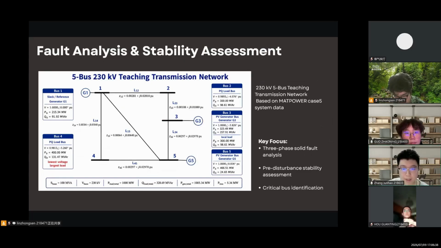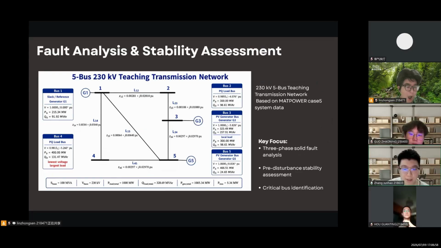I will present the fault analysis and the stability assessment of the modified 230 kilovolt 5-bus transmission network. This part focuses on 3 aspects: 3-phase solid fault analysis, pre-disturbance stability assessment, and critical bus identification.